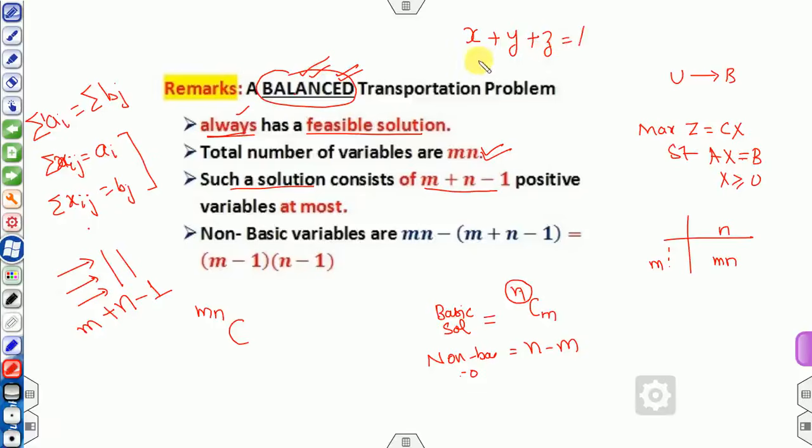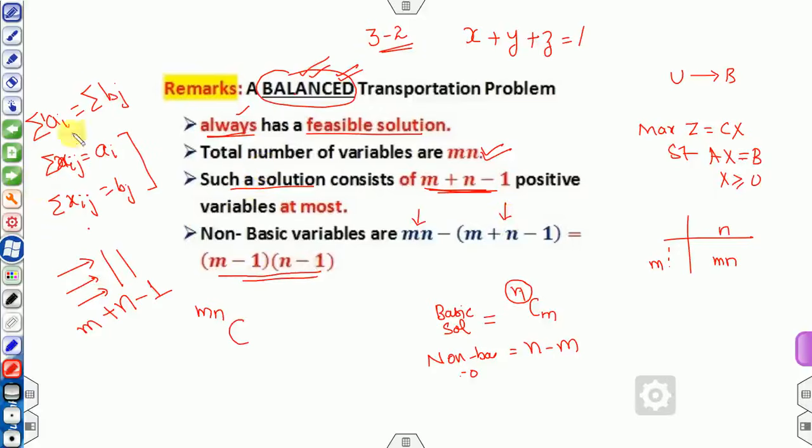Look at that: if I say x plus y plus z is equal to 1, what is the degree of freedom? The total number of variables is 3, but you need at least 2 variables in order to find the third one. So such a solution consists of m plus n minus 1 basic variables, and the rest are non-basic variables. Look at this one.